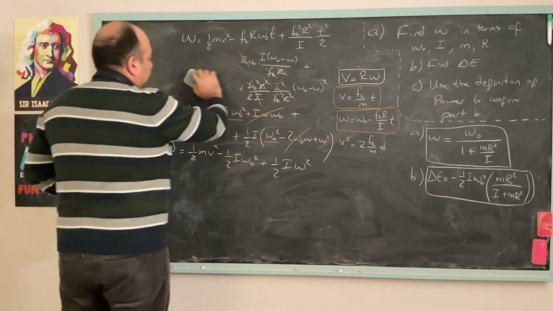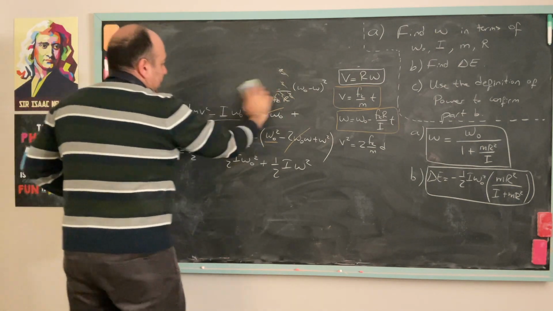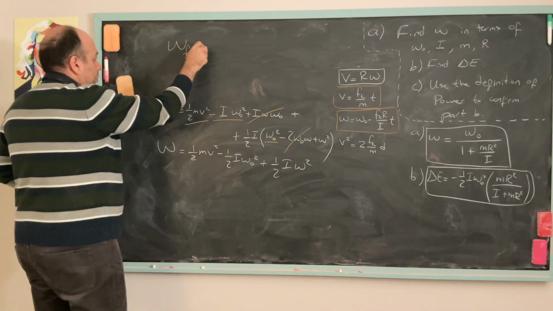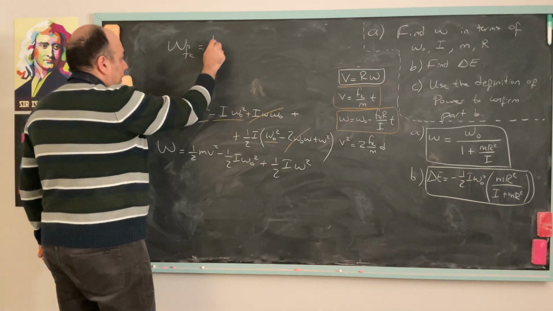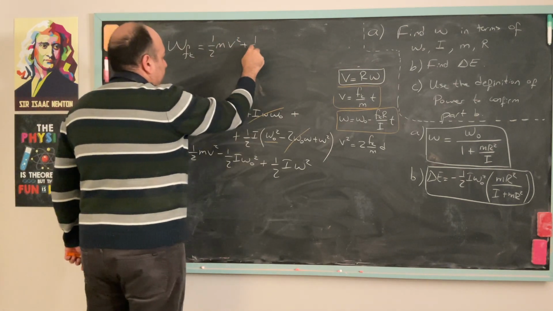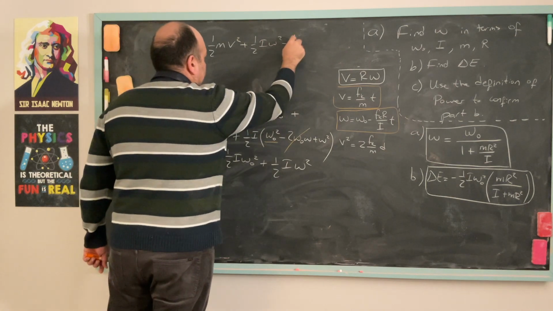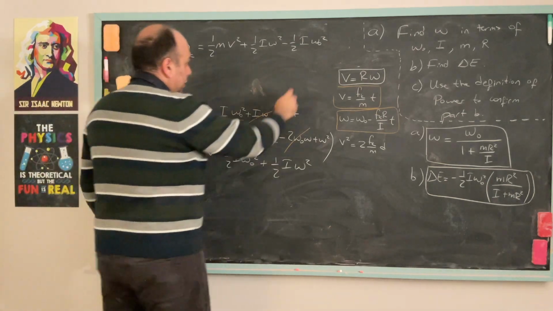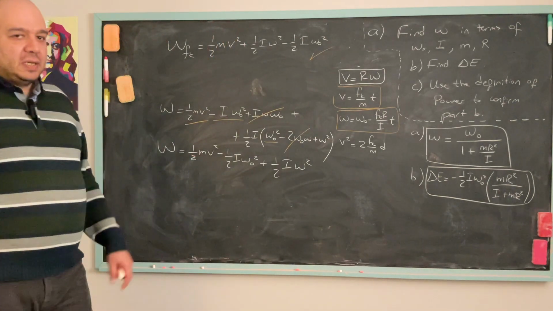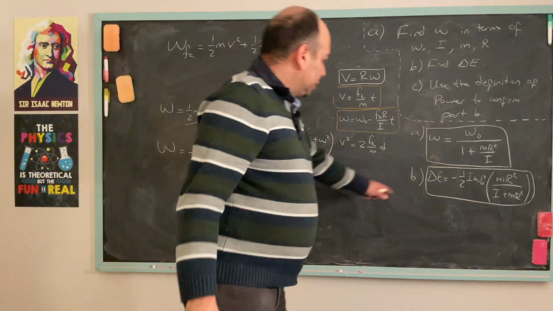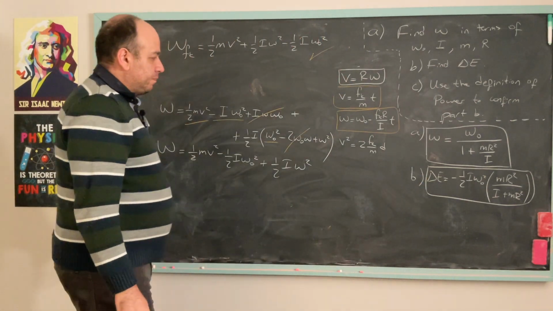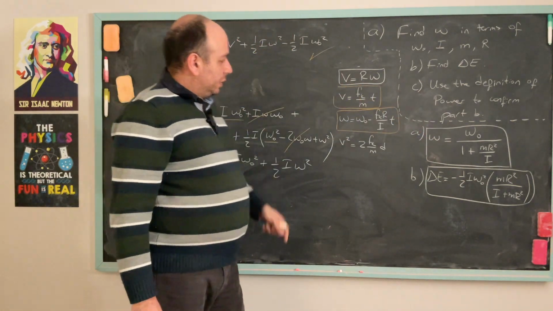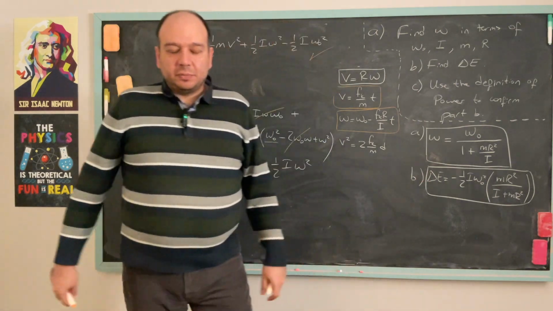Okay, and I think we proved that, right? In the end, let me write what we get. Work done by the friction force is simply equal to 1/2 mv squared plus 1/2 I omega squared minus 1/2 I omega naught squared. And this actually proves that the work done by friction is really equal to the change in the total mechanical energy of the system. So if we put the values into this expression, we already solved it in part B.